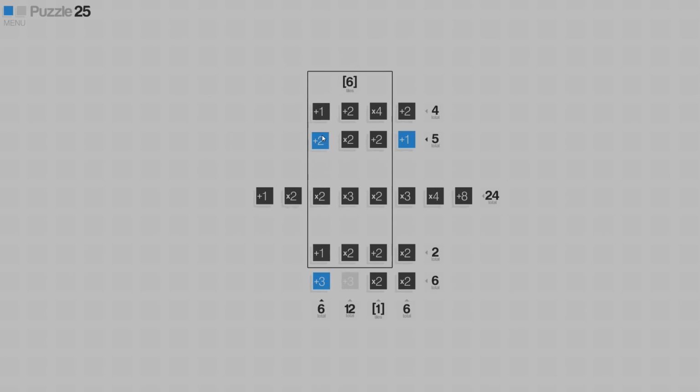Now again we have plus 2 and plus 3. Now we have a total value of 5, which means we need another plus 1. We have 1 here and 1 there. Both are still possible, so the times 2, at least this times 2 tile, can be removed because it can't be part of the equation anymore.